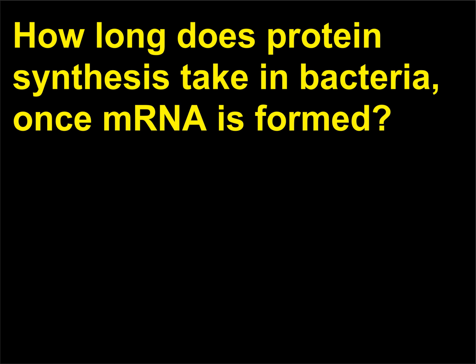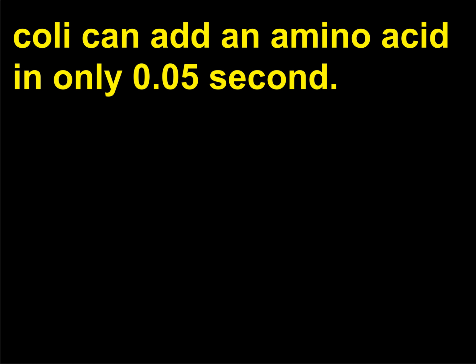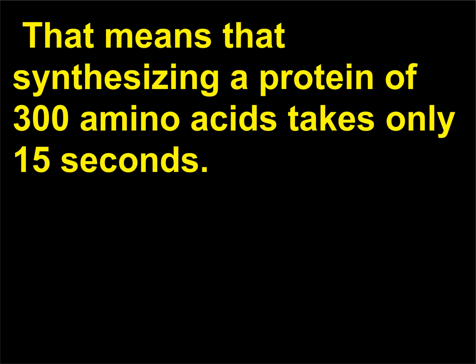How long does protein synthesis take in bacteria, once mRNA is formed? The bacterium E. coli can add an amino acid in only 0.05 second. That means that synthesizing a protein of 300 amino acids takes only 15 seconds.